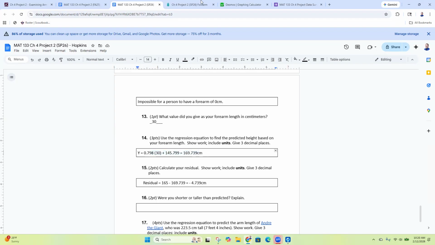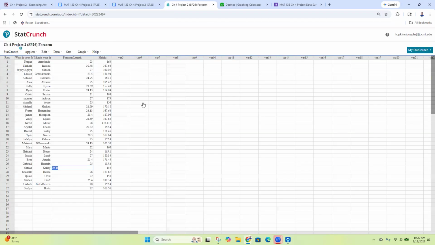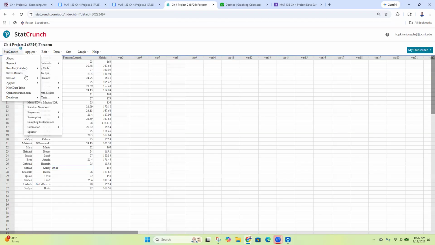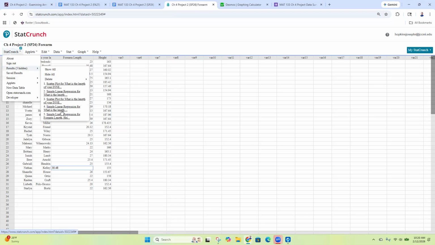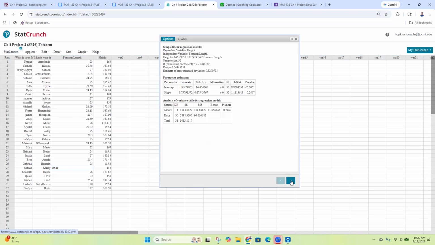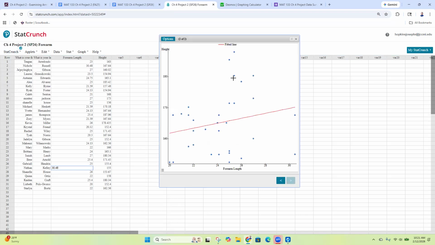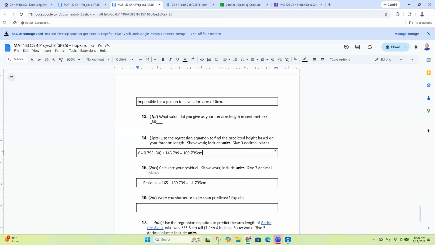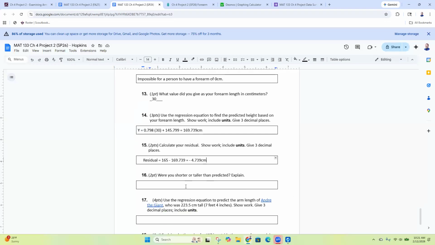Okay. Now we can see that, where's my line? I lost it. Yeah, so we can see that there's some people above the line, okay? Their residuals will be positive. There's going to be some people below the line. Their residuals will be negative, okay? So make sure if it's negative, you write the negative, okay?